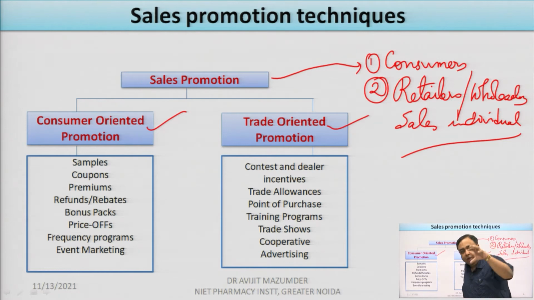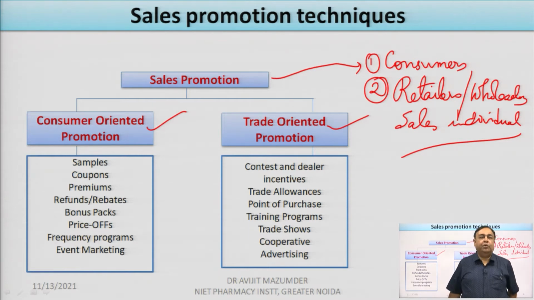The promotion which has been targeted to the consumers, we call consumer oriented promotion, and the one which you are targeting to the retailers, the wholesalers and various sales individuals, we call trade oriented promotion. The consumer oriented promotional techniques mainly include samples, coupons, premiums, various rebates, bonus packs, discounted price, frequency programs and event marketing. These all come under the heading of consumer oriented promotion. We will discuss each individually later on.